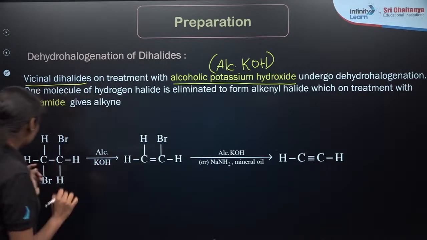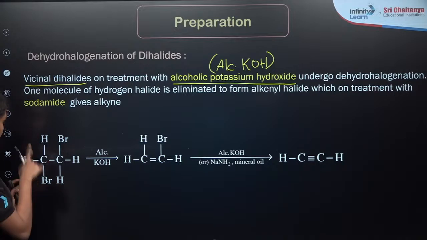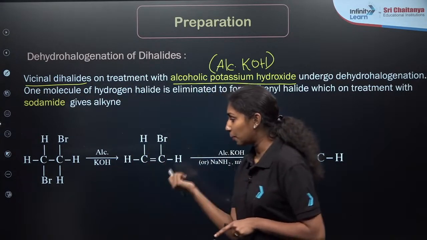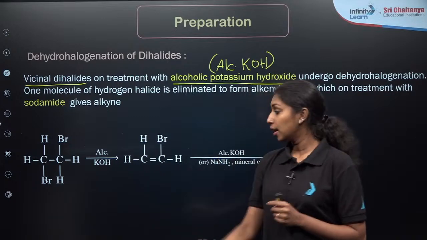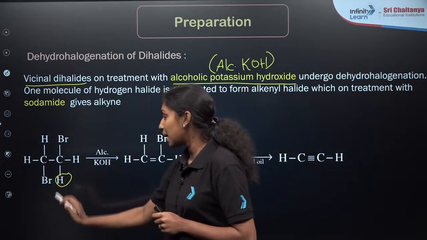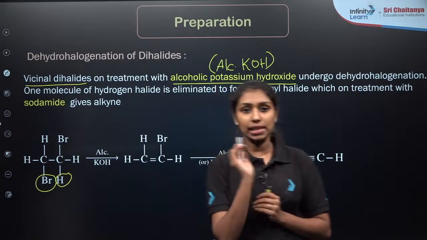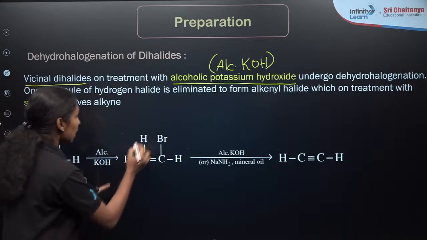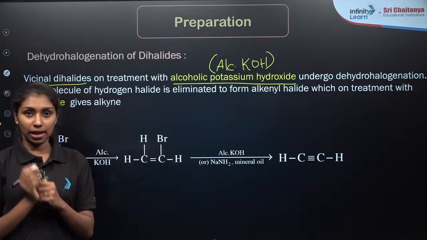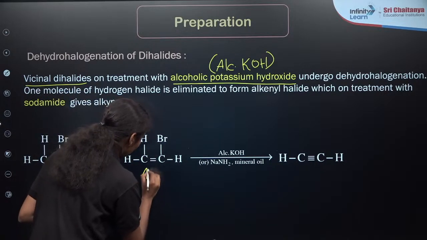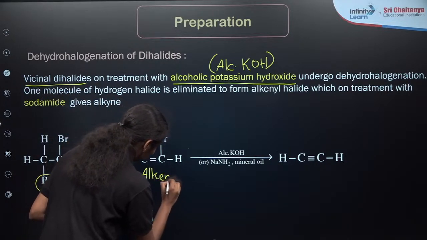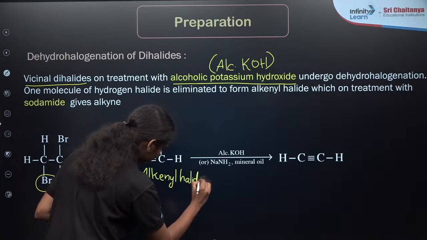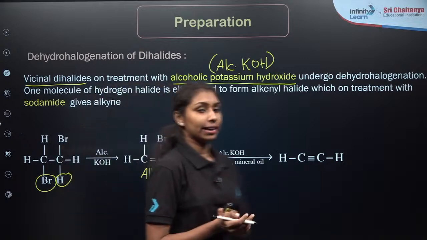alkenyl halide here. For example, if I am taking this compound, CH2Br, CH2Br, and reacting it with alcoholic potassium hydroxide, what I am observing here is that one hydrogen from one carbon atom and one bromine from another carbon atom get released as HBr, right? So it will form the compound like this, CH2 double bond CHBr. This compound is known as alkenyl halide. Clear?